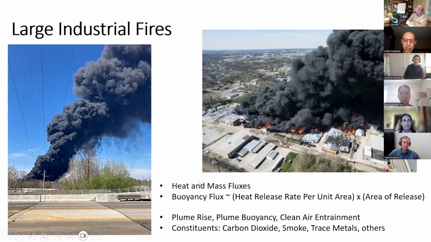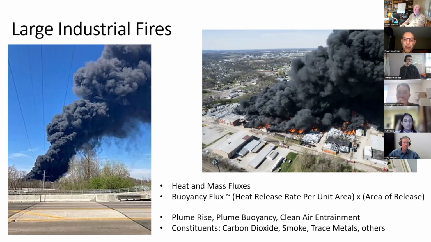The heat and mass are kind of combined together into a variable called buoyancy. And that is, if you take the heat release rate per unit area, say, from this fire, and multiply it by the area of release to kind of get a sense of the mass and the scale, you get something called the buoyancy flux. And the more heat, the more buoyancy, the larger the area, the more buoyancy flux. So the more heat and mass, the more of this flux.